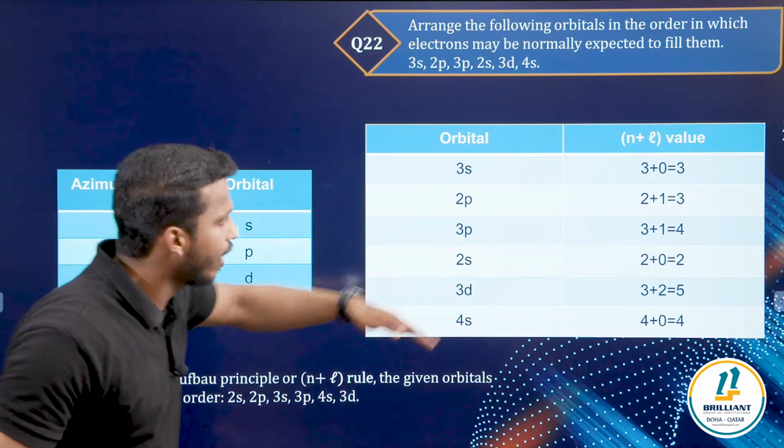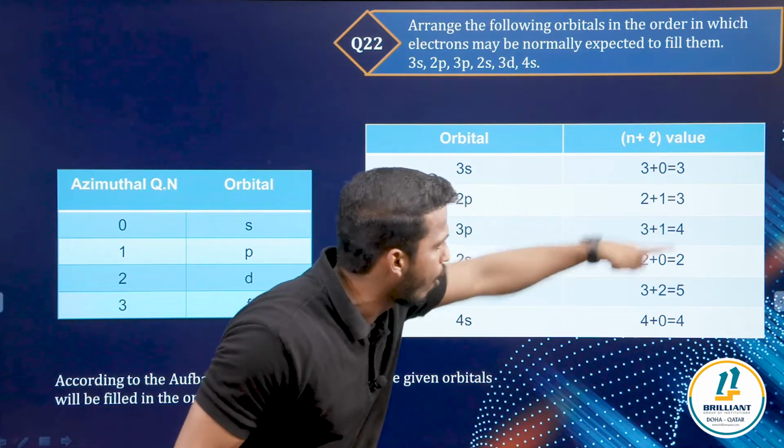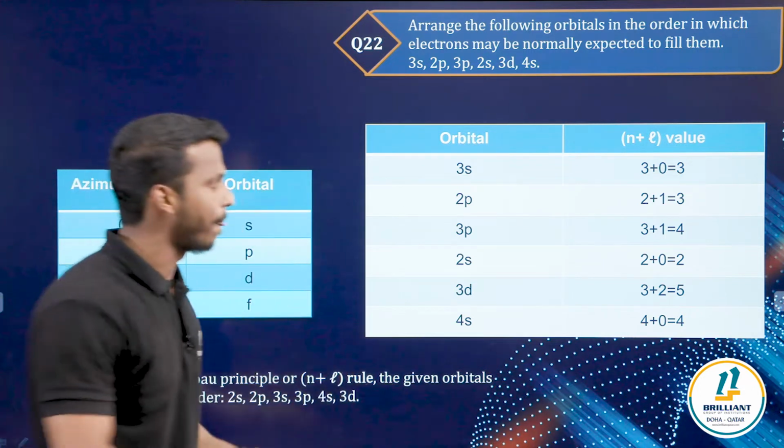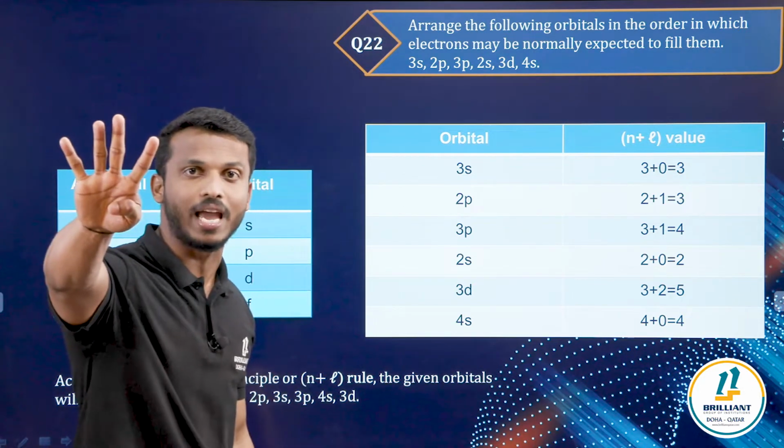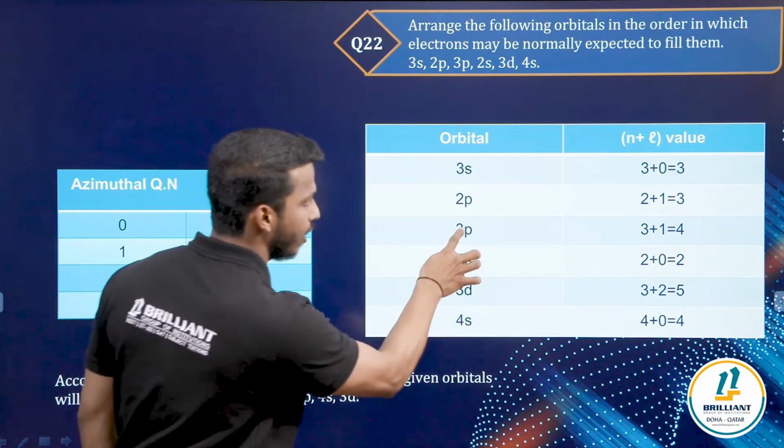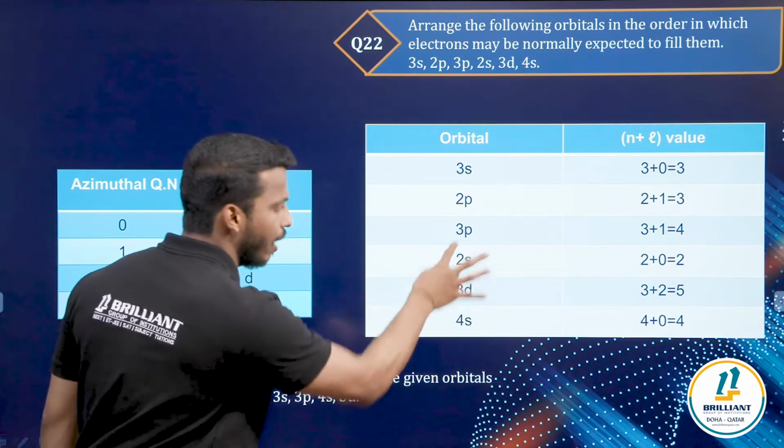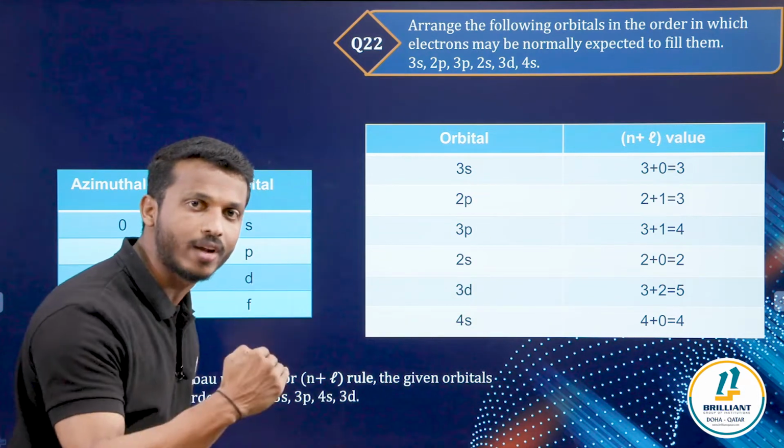Next one. The next value is 4. Here also there is a confusion. There are two orbitals with the same n plus l value of 4. Which ones? 3p and 4s. Among 3p and 4s, which one has the lower n value?